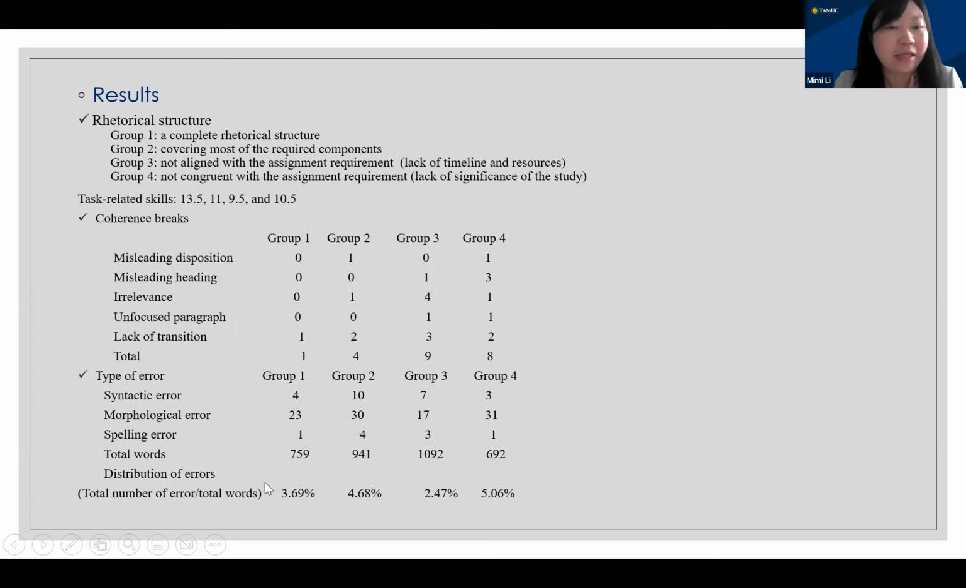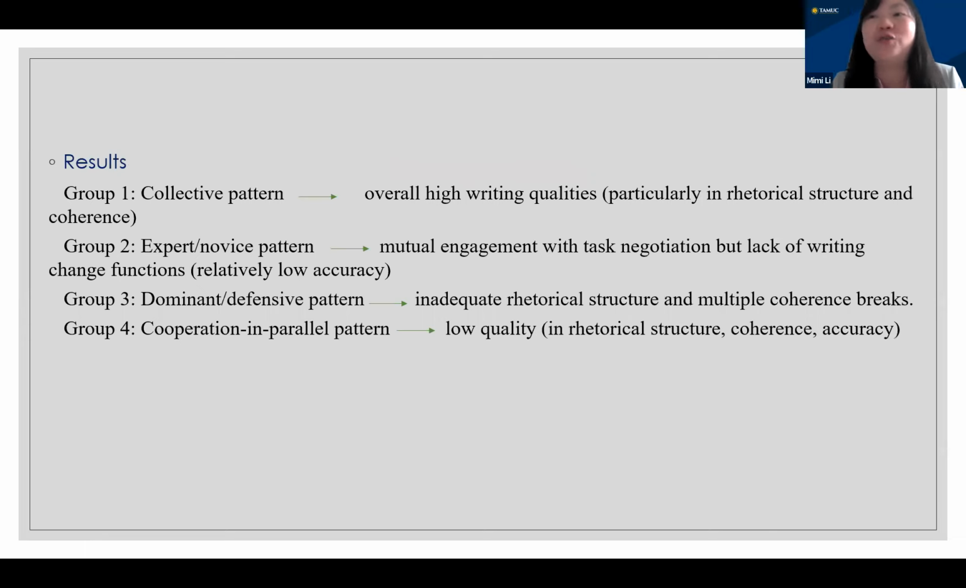So here, in terms of the accuracy, group 4, which demonstrated the cooperative in parallel pattern, the accuracy is really, really very low, right? So actually, you can see compared with other groups, the others are more accurate than this one. So as you can tell here, we basically believe there is an association between the patterns of interaction and the writing product.